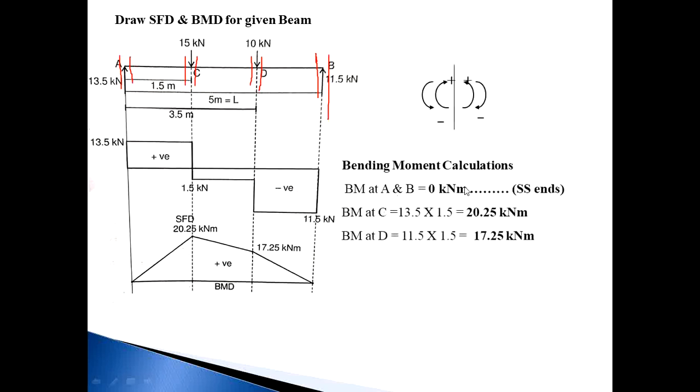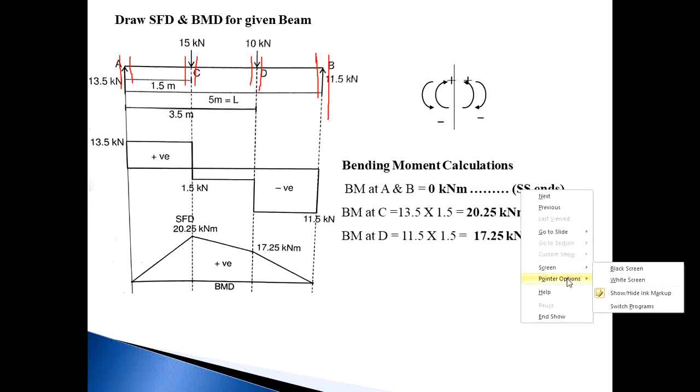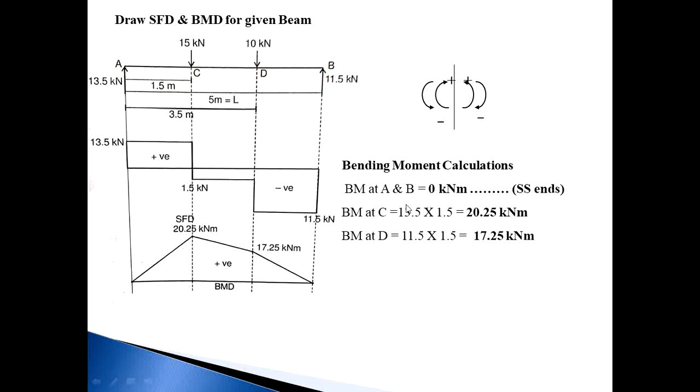Then next, the BM calculations. For BM calculation, these are the sign conventions. Right side: anti-clockwise moment positive, clockwise moment negative. Left side: clockwise moment positive, anti-clockwise moment negative. So, bending moment calculations. Bending moment at A and B is equal to 0 because these are simply supported ends. That's why MA and MB will be 0. You just need to calculate the bending moment at C and at D.